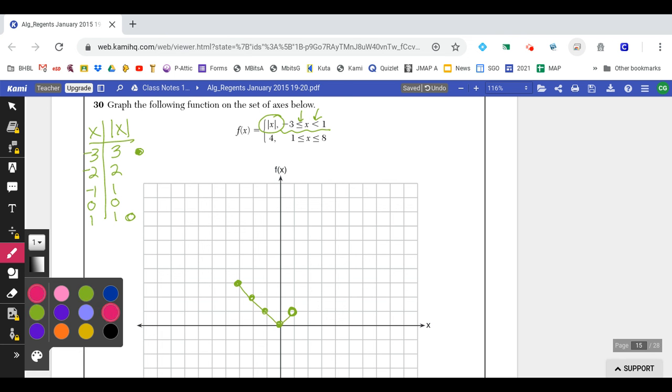Looking at the other part of the graph, I have a constant function of 4. Now I only want this from 1 to 8. So 1, 2, 3, 4. I have a closed circle. 2, 3, 4, 5, 6, 7, 8. Also a closed circle. We're going to connect to that. And we're going to label our graph f of x.